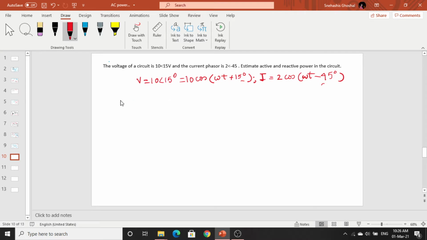So what do we require? Active power P. P is what? V RMS I RMS cos of phi 1 minus phi 2. This is your phi 1, this is your phi 2. Clear?